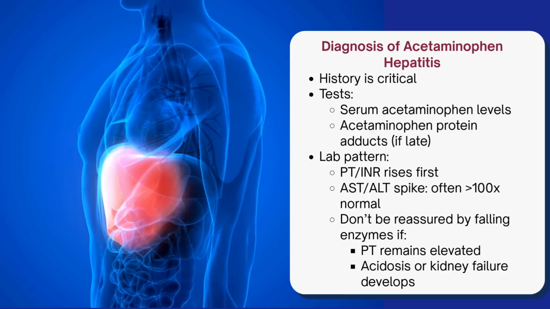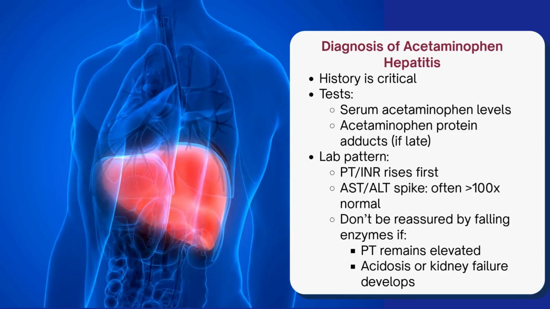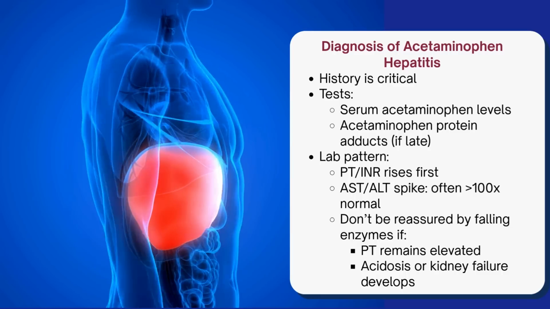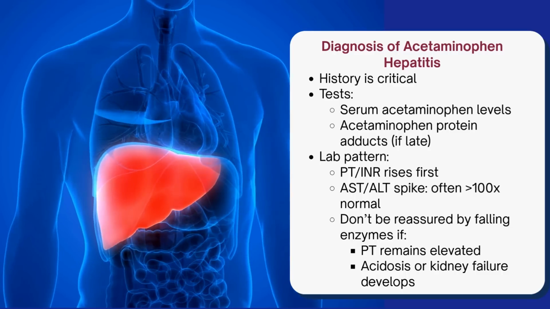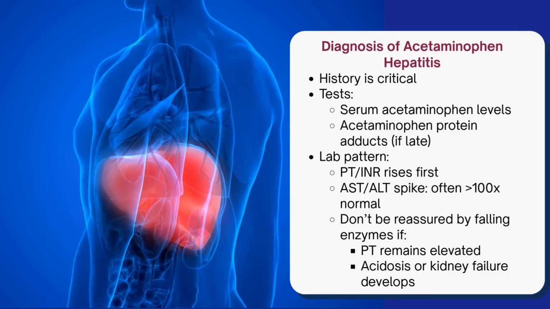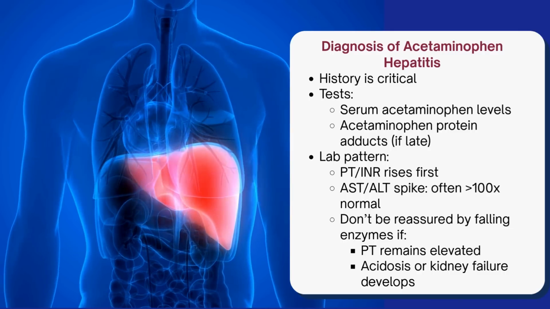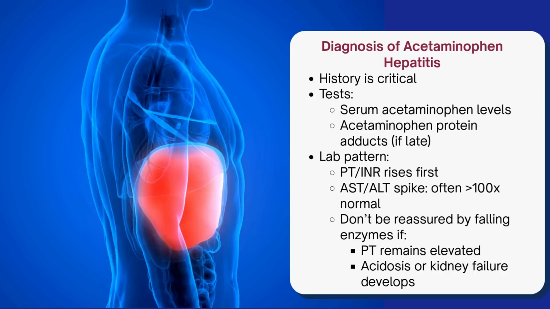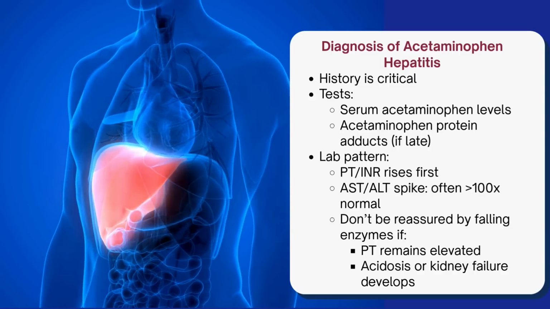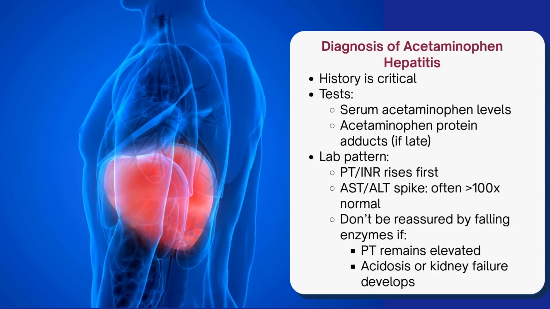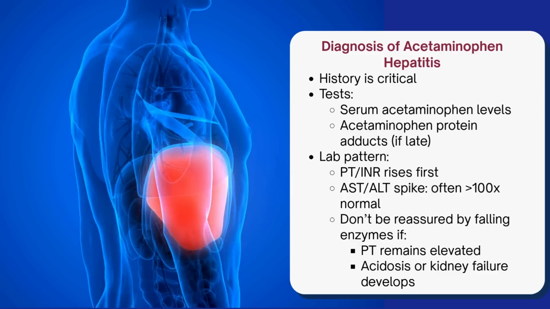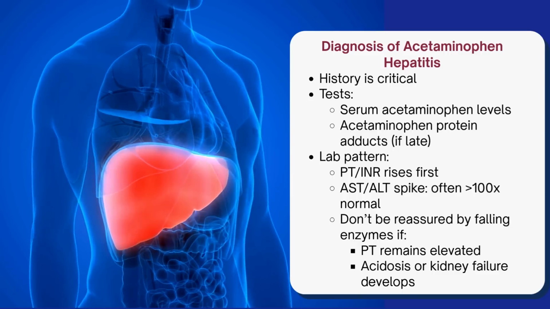Diagnosis. History is everything. We measure blood acetaminophen levels, and if it's a late presentation, we might look for acetaminophen protein adducts. Lab pattern: usually PT rises first, then AST and ALT spike, often reaching 100 times normal around 24 to 48 hours, before starting to come down. But don't be fooled, a falling enzyme level doesn't always mean recovery. If PT remains high days later, or the patient develops kidney failure, acidosis, or low blood pH, these are bad signs.